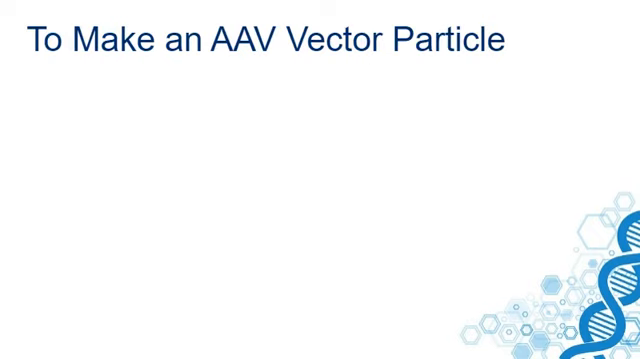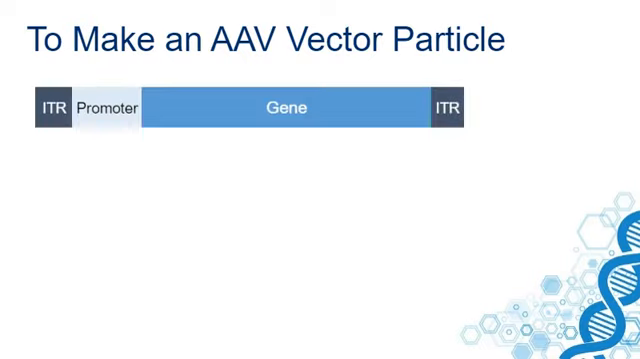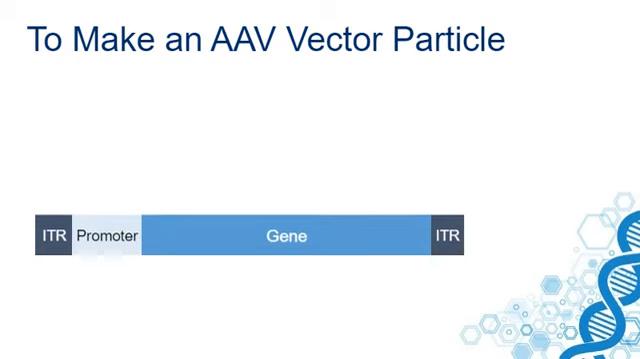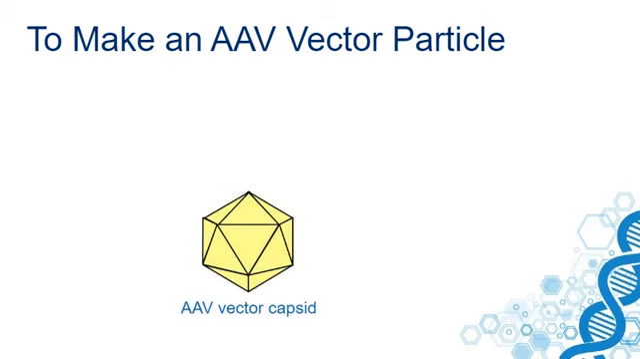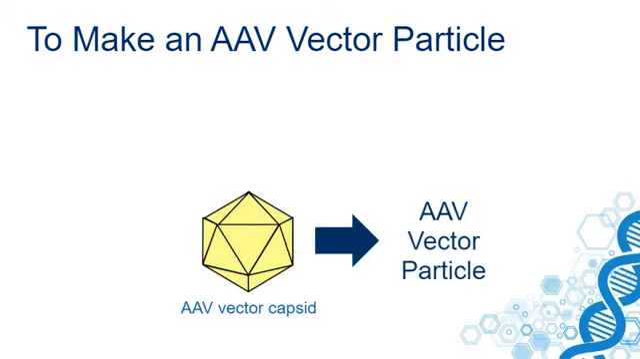So how do you make an AAV vector particle? Well, that's described on this slide here. At the top of the slide, you see the transgenic nucleic acid sequence with the ITR sequences, which have been maintained at the 5' and 3' ends of the transgene, the promoter sequence and the transgenic gene in the middle. And then this is inserted into the AAV vector capsid to make an AAV vector particle. And it's these particles that are injected into the patient to deliver the therapeutic material.